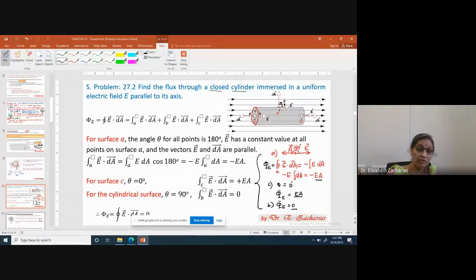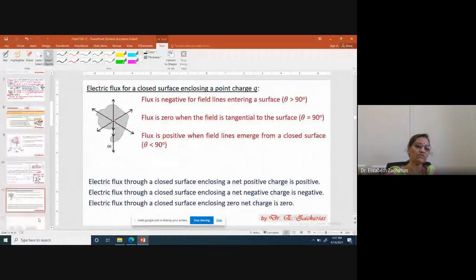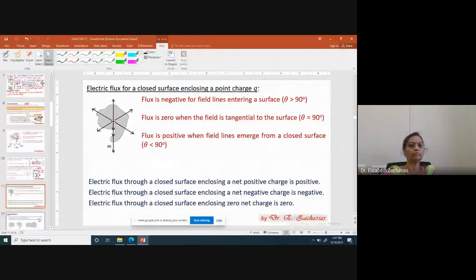Now, I've been using the words source and sink. I told you what source and sink are for velocity flow, but here I've not told you what source and sink are. Let us see what source and sink mean. Here, let us look at an imaginary closed surface. Please remember this is a closed surface, a three-dimensional surface. And I have a positive point charge at the center.